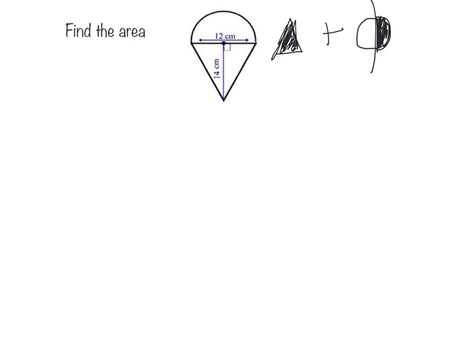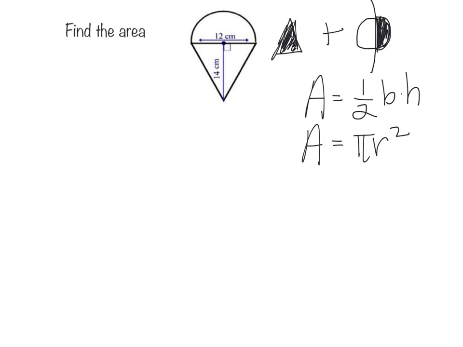Okay, now my formulas. The area of a triangle is 1/2 base times height. Area of a circle, we just did, pi r squared. So these are my special formulas that I need. This is how I'm going to find my answer.